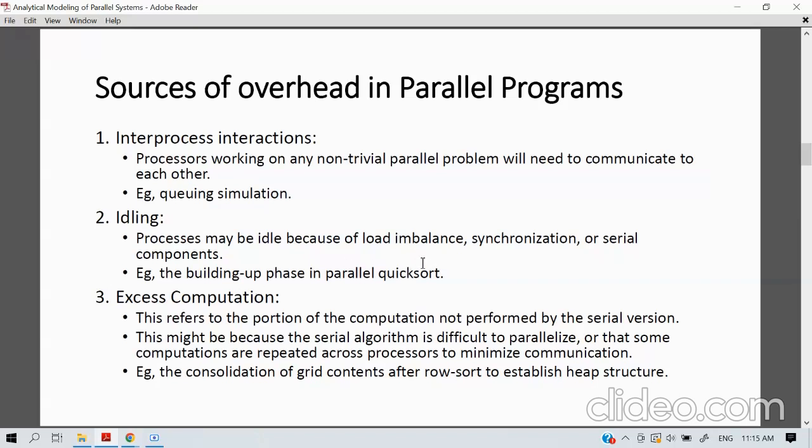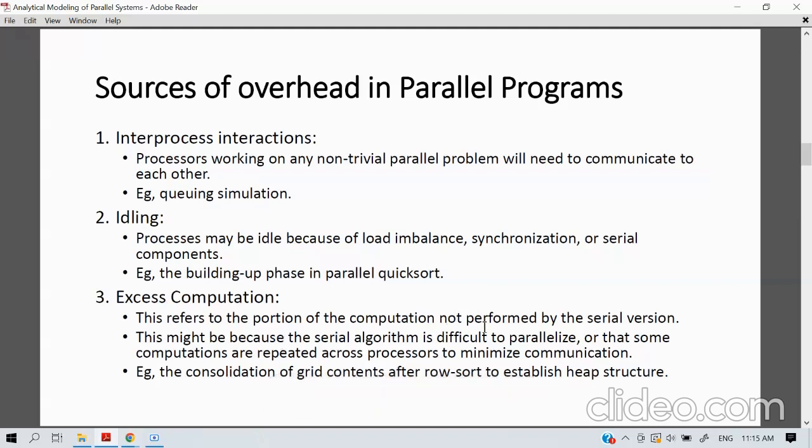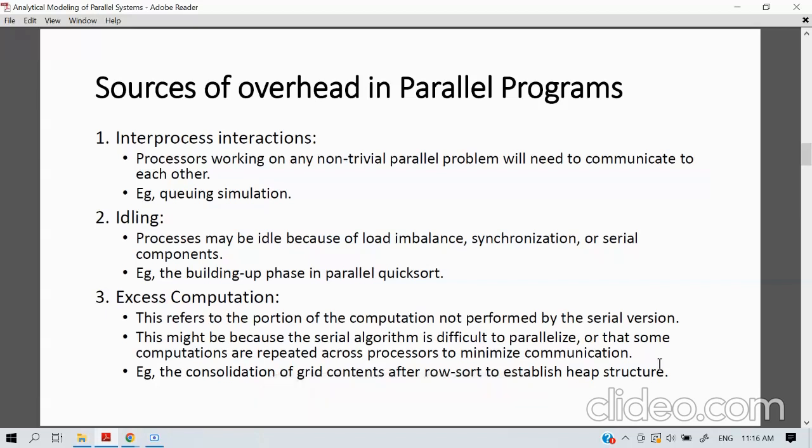And then excess computation. This refers to the portion of the computation not performed by the serial version. This might be because the serial algorithm is difficult to parallelize, or that some computation is repeated across processes to minimize communication. For example, the consolidation of grid contents after rules sorted to establish heap structures.